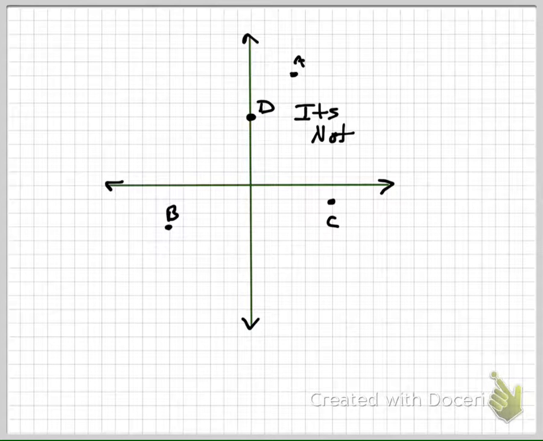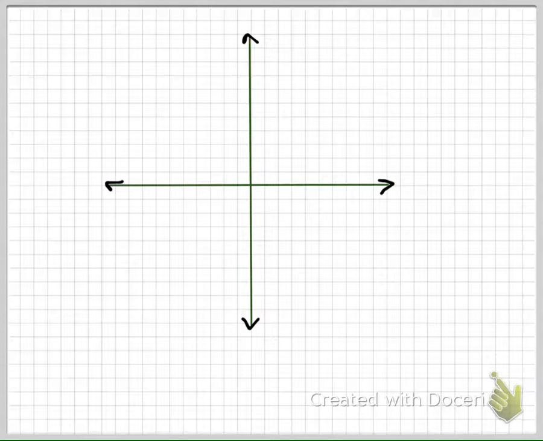That's on the y-axis. What about point E? Where's point E? What quadrant? It's not in a quadrant. It's on the x-axis. Do you understand what I'm saying? Does that all make sense? Okay.